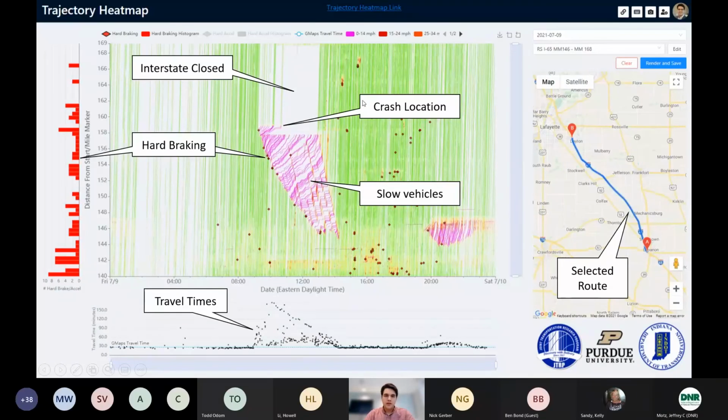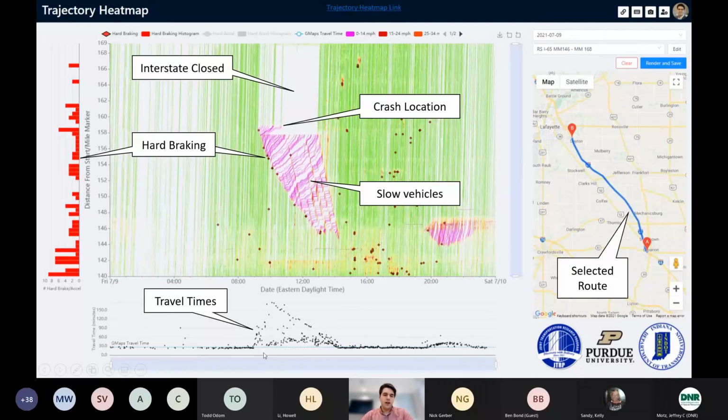These lines on the main plot here are colorized by the speed of the vehicles. Pink and purple are 0 to 15 miles an hour, and green is more than 65 miles an hour, so uncongested speeds. At the bottom, we can look at the travel times that these vehicles experience.